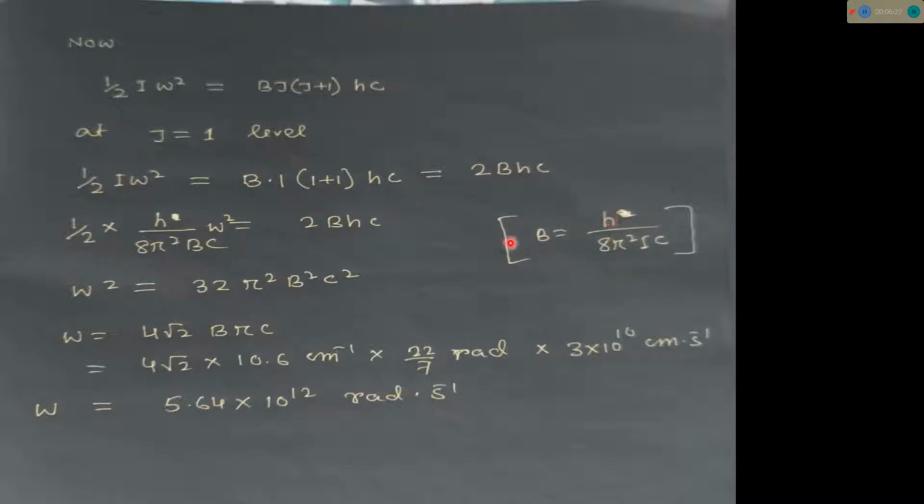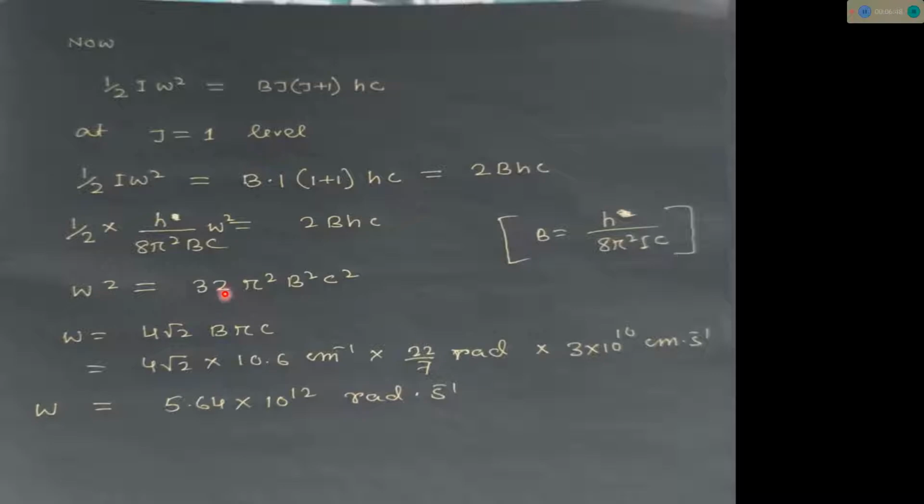From this expression, we put the value of I. If I becomes the position of B, then B goes to that position: h upon 8 pi square BC. So half into I, we put the value of I: h upon 8 pi square BC into omega square. Angular velocity is normally omega or W, same thing.